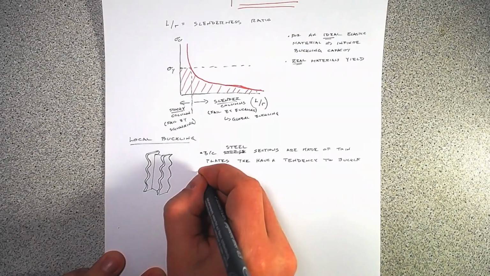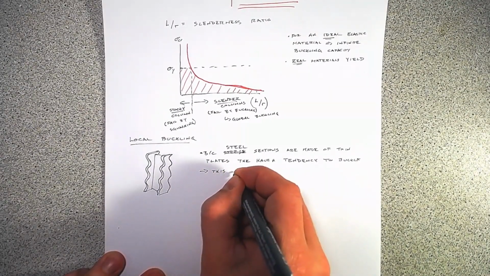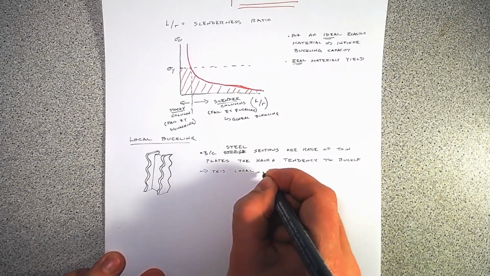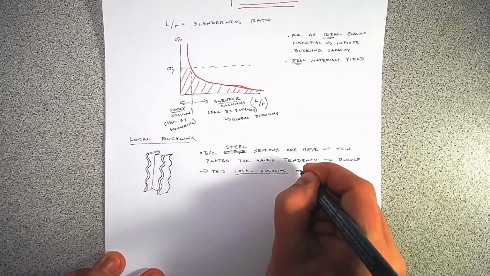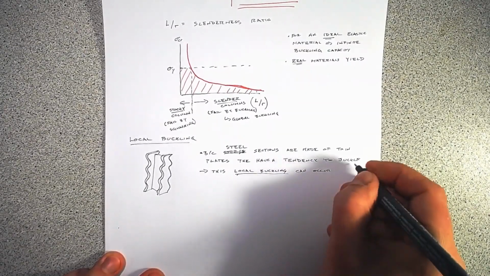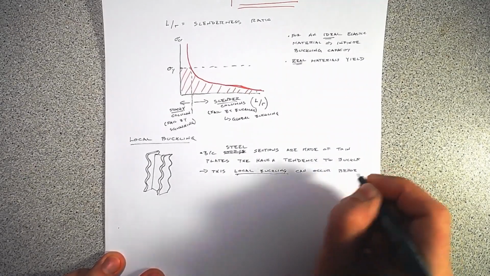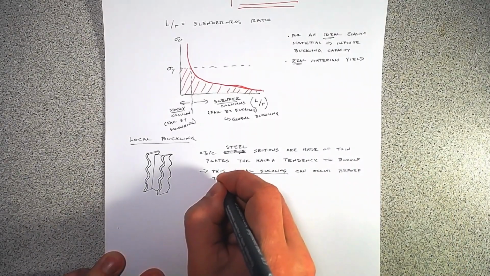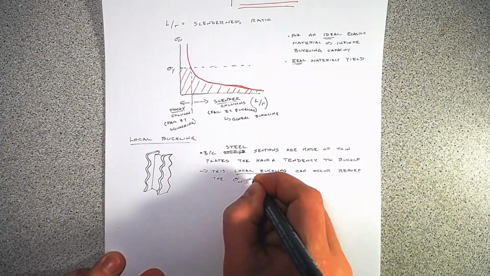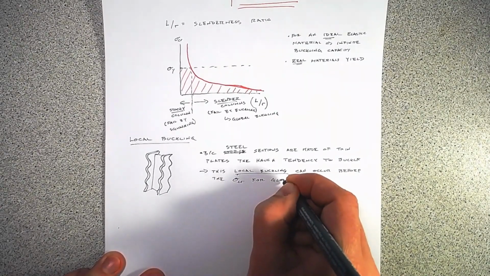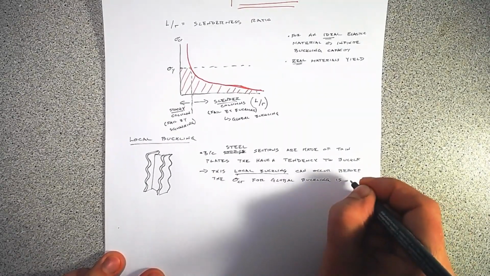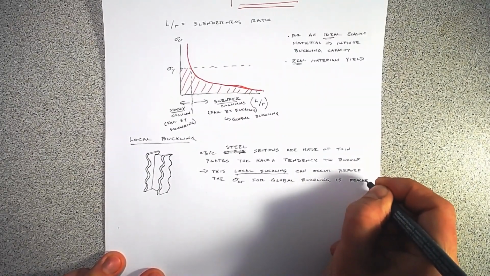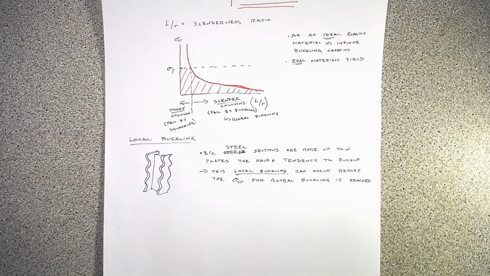And this sort of local buckling can occur before the critical stress for global buckling is reached. And so this is again something we have to account for.